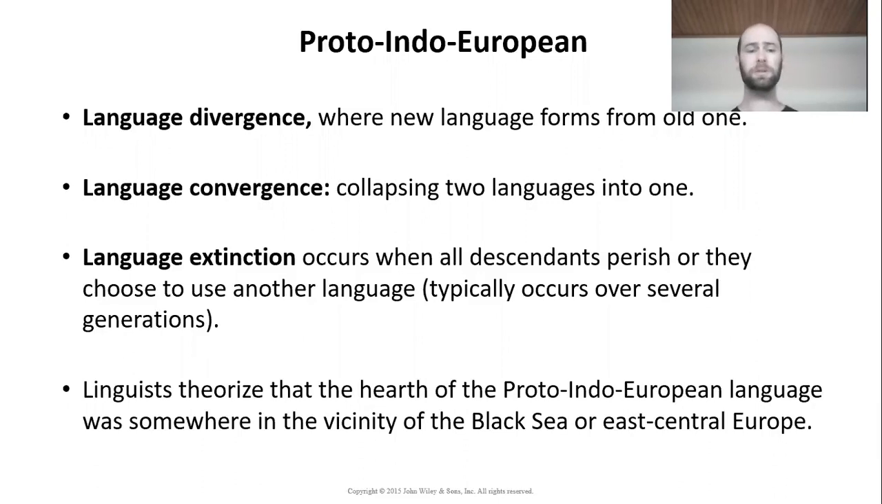So these linguists theorize that the hearth, the place where this Proto-Indo-European language developed from, was somewhere in the vicinity of the Black Sea or East Central Europe, and they did this through tracking these consonants and cognates.